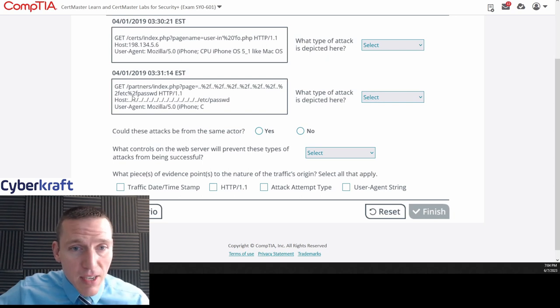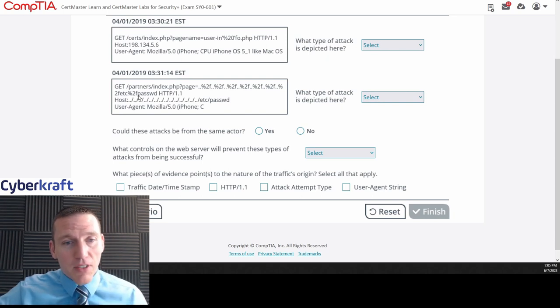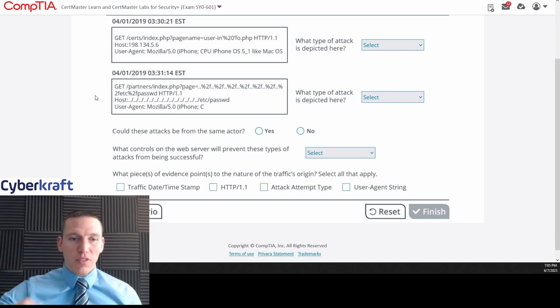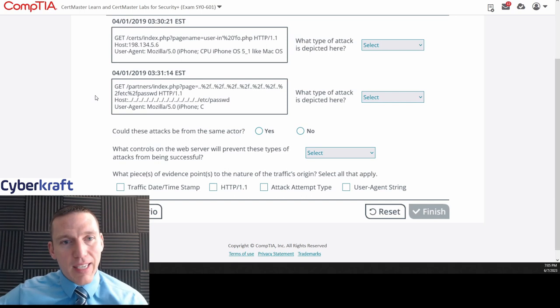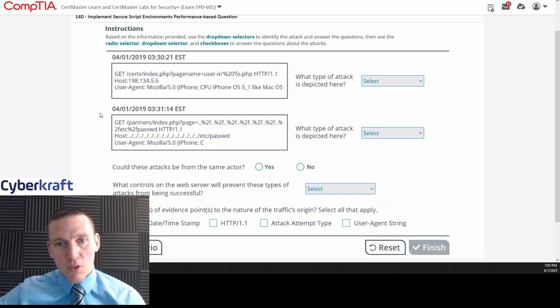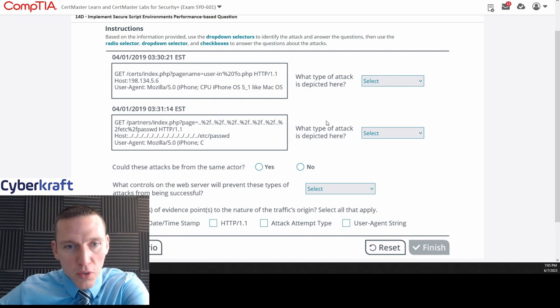Okay, /etc/passwd HTTP. So this one is looking like it's trying to retrieve some sort of file from the etc password folder in a Linux operating system. Okay, host is /etc/passwd. So it's trying, okay, this looks like a directory traversal attack to me, but we'll see what the options are. And again, the same user agent, Mozilla 5.0 iPhone.